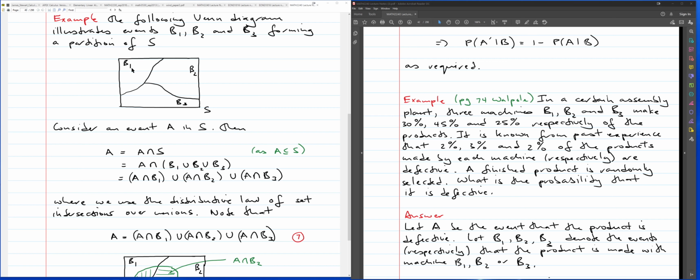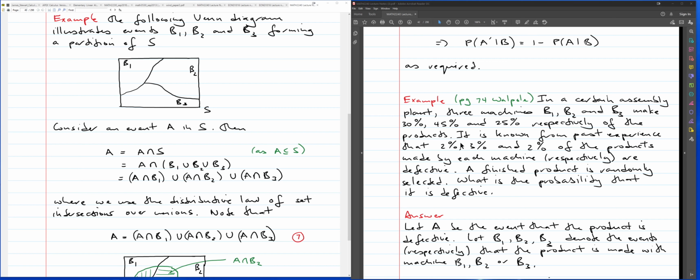B1 over here is products made by machine B1, B2 over here is products made by machine B2, and B3 over here is products made by machine B3, right? Okay, and now they give you that, right?